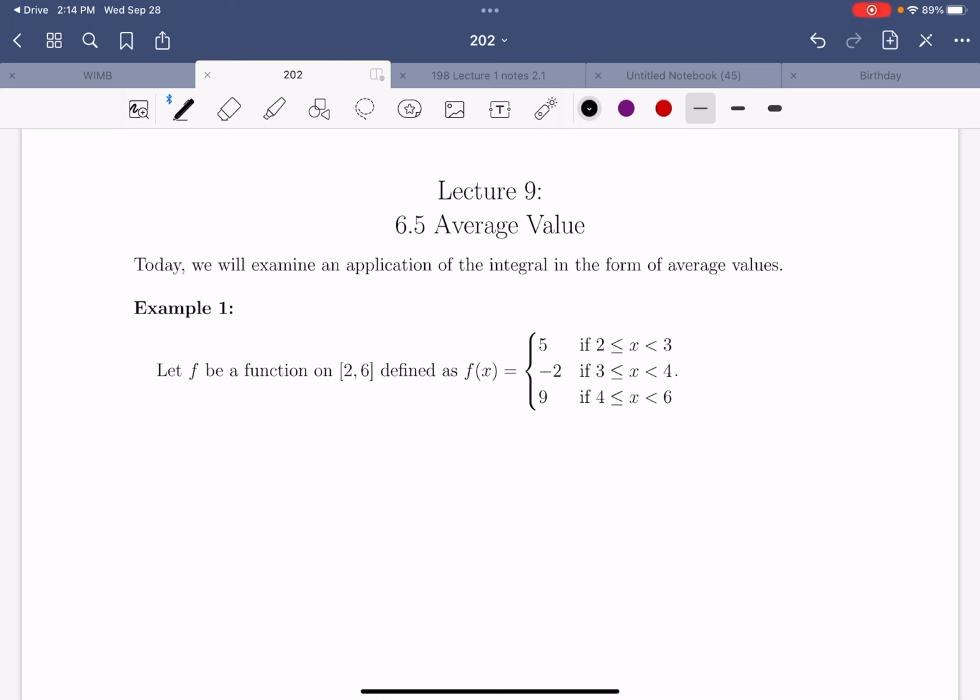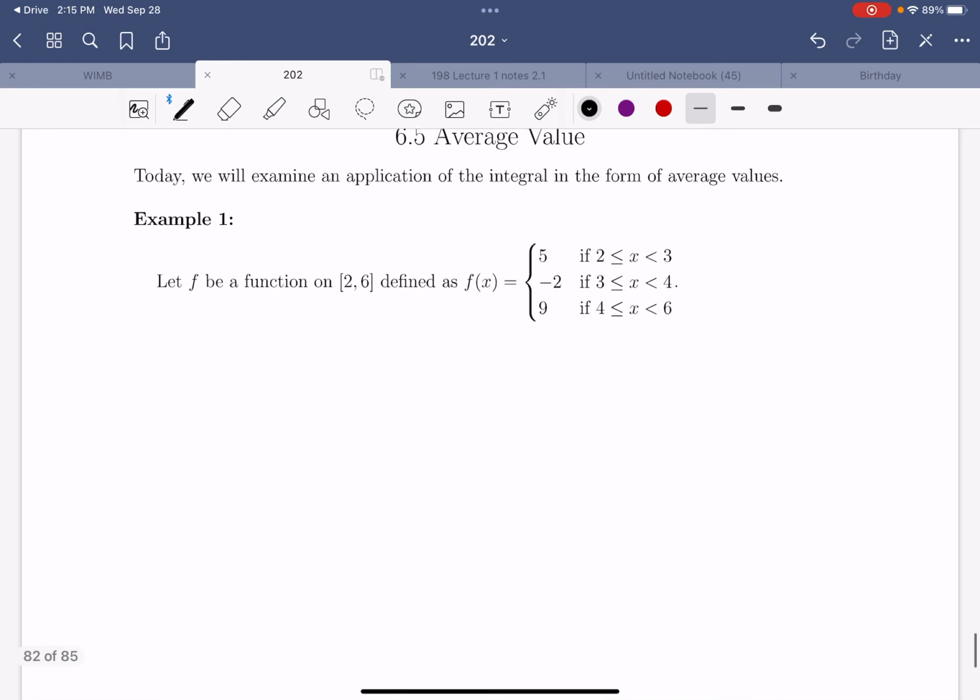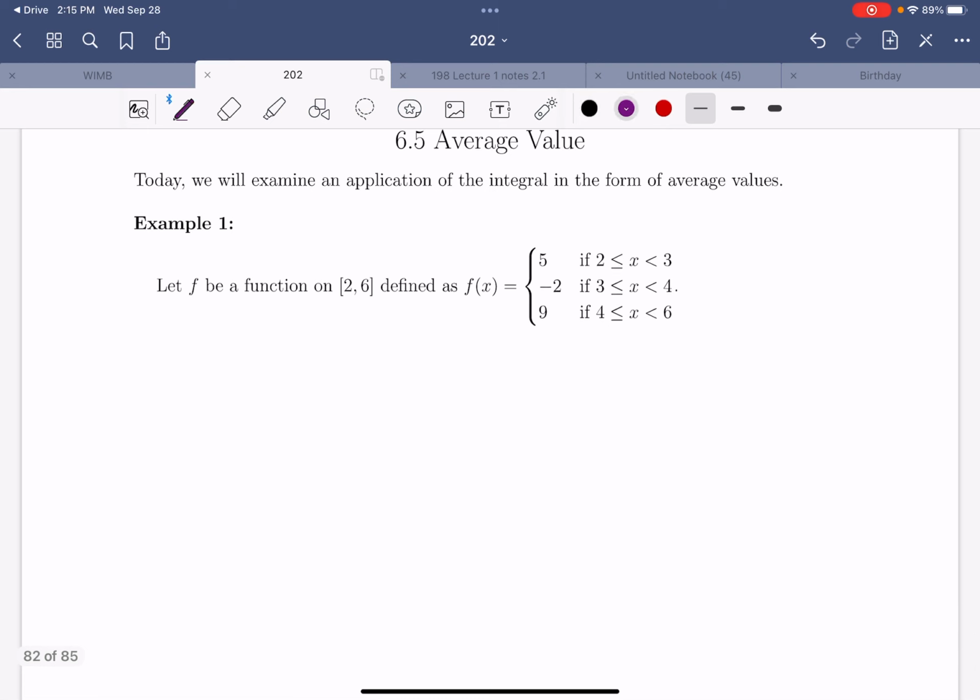But let's set it such that the value of the function is 5 from 2 to 3, the value of the function is -2 from 3 to 4, and the value of the function is 9 from 4 to 6. So how I would think about this is that I get 5 for one unit of interval, plus -2 over another interval, plus 9 over an interval of length 2. So we're going to have 9 times 2, and divide that by the 4 values that we get, or the 4 is the length of my interval. And that's how you would calculate the average value here.